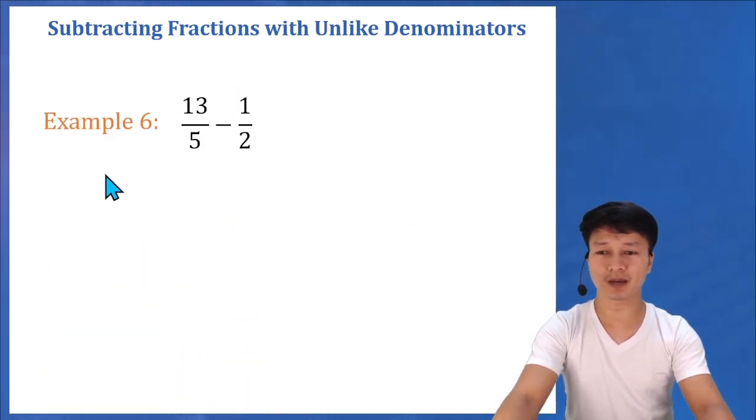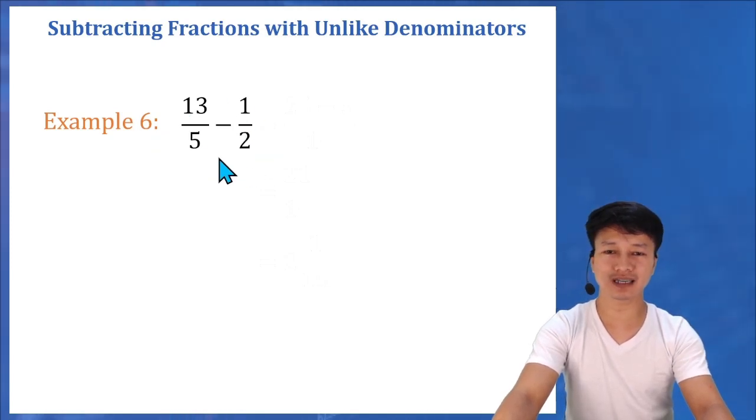Okay, next, number 6. We have 13 over 5 minus 1 half. Okay, these two fractions are dissimilar fractions, and so we cannot subtract them directly. And so we will use the butterfly method.